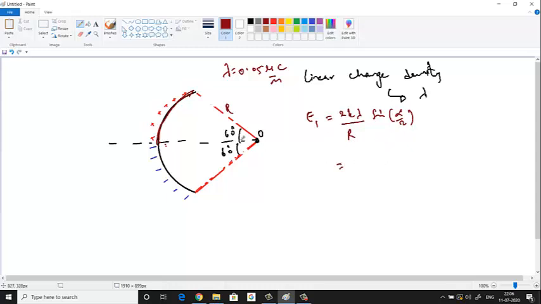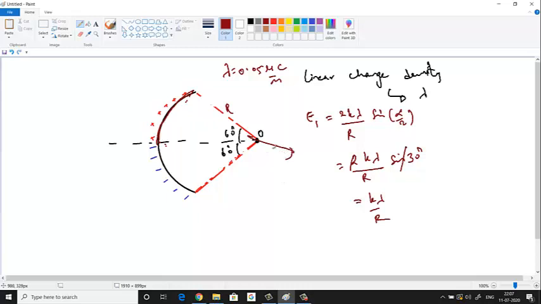What is this? 60 degrees, no? So 2k lambda by r into sine alpha is how much? 60, so 30 degrees it will become. Sine 30 is how much? 1 by 2. 2 and 2 cancel. We're getting k lambda by r due to this upper arc. How will the direction be? Like this. Okay, direction is also going to be somewhere like this only.